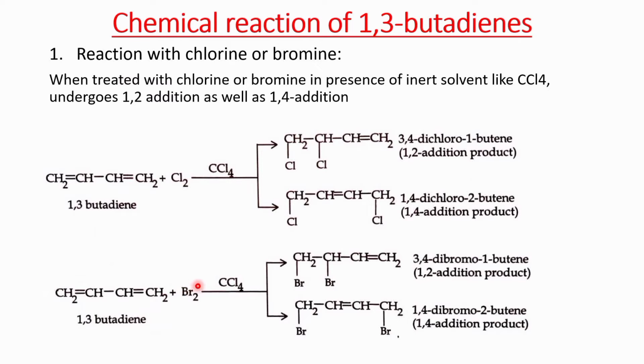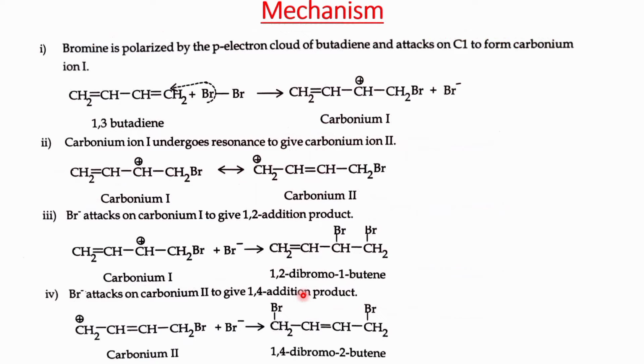Then let us see the addition of bromine molecule. Again, bromine is added in the presence of an inert solvent, and similarly it undergoes 1,2 addition as well as 1,4 addition. By 1,2 addition, it gives 3,4-dibromo-1-butene as a product, and by 1,4 addition, it gets added at the first and fourth positions, giving 1,4-dibromo-2-butene molecule. So let us see the mechanism of this addition.